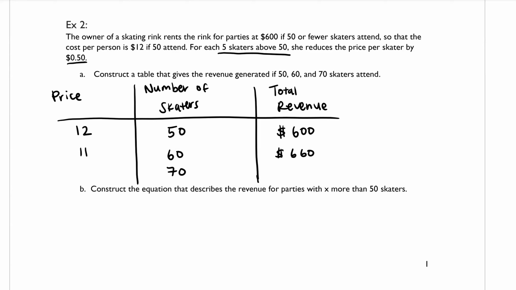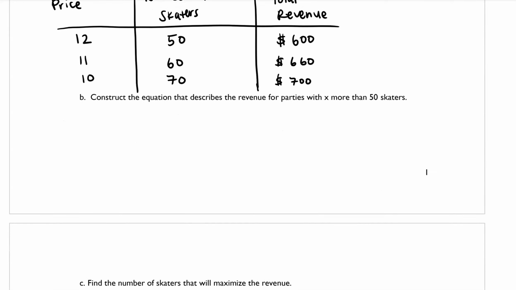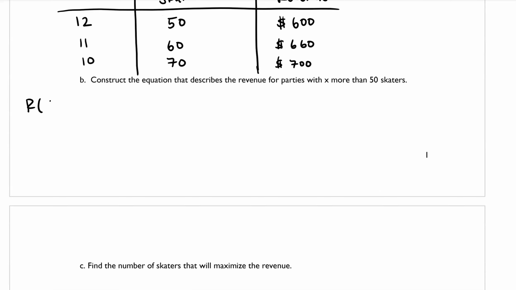One more time, if I add 10 more skaters, that would reduce the price per skater to $10. Multiplying those, we would get $700 in total revenue. Part B asks us to construct the equation that describes the revenue for parties with x more than 50 skaters. Usually for revenue, we use R of x to represent the revenue function. The first part represents the amount that we're discounting. So we start off with $12 and subtract 50 cents for each additional 5 skaters. Then we multiply that by the number of skaters, which would be 50 plus 5x.